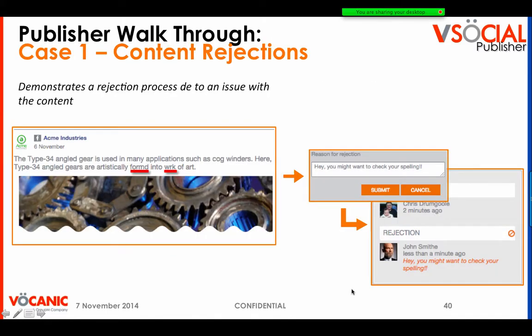Okay, so the first case that I'll show is just simply how a rejection works. So Chris will create content and submit for approval, but there are a couple spelling errors. Right? Simple case of spelling errors. And John, the diligent supervisor of the content team, will see those errors and he will reject the content.